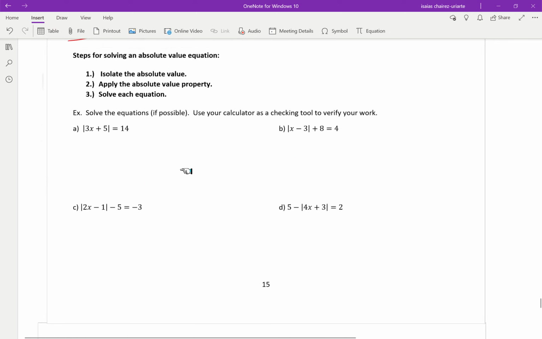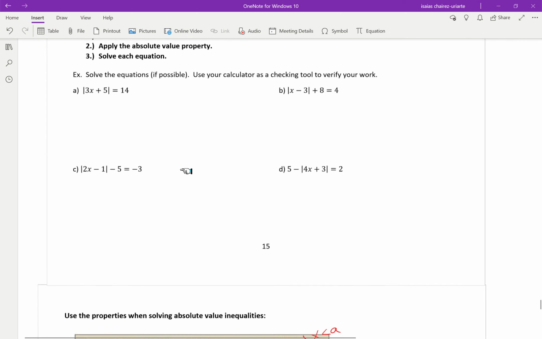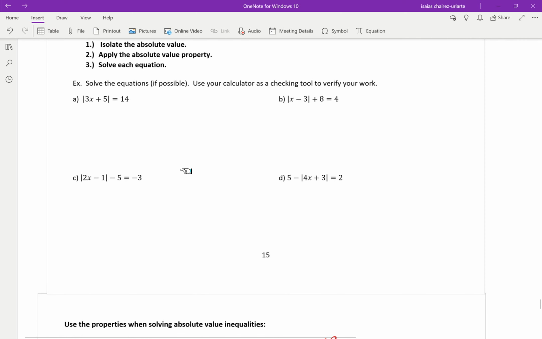Okay, let's have you practice some of these things. Pause the video at this point and solve these 4 equations. Try to get answers to these 4 problems. I hope that you paused the video and that you have answers, and let's compare our work.